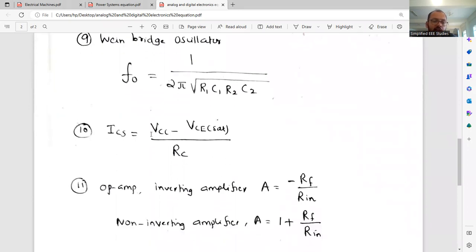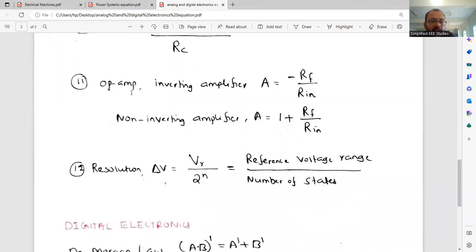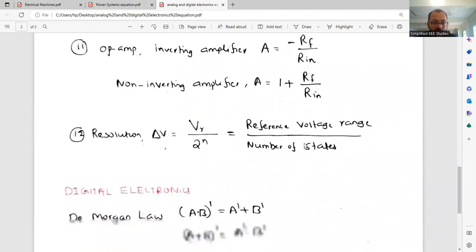Similarly, ICS, you can calculate the leakage current as VCC minus VC saturated divided by RC. This is actually very important from your exam point of view. For linear amplifier, especially the inverting amplifier, we can make an op-amp work as an inverting amplifier. Then the gain will be minus RF by RIN, where RF is the feedback resistance and RIN is the input resistance. If I talk about the non-inverting amplifier, the gain can be written as 1 plus RF by RIN.